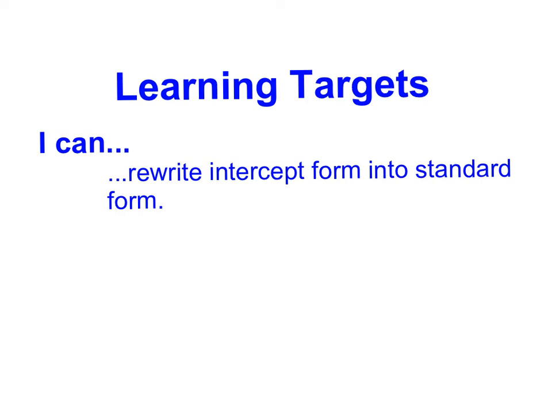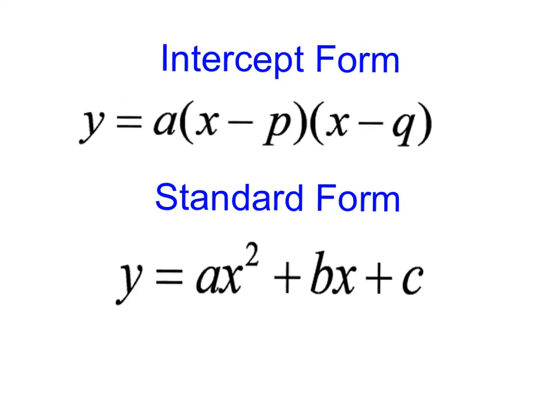So in this video, we're going to take the time to learn how to rewrite intercept form into standard form. So just to refresh your memories, here we have intercept form. An intercept form has that a value out in front, and then we have x inside of parentheses with the opposite number of each of its x-intercepts. Down here we have standard form, and this is where there are no parentheses and it's completely multiplied out.